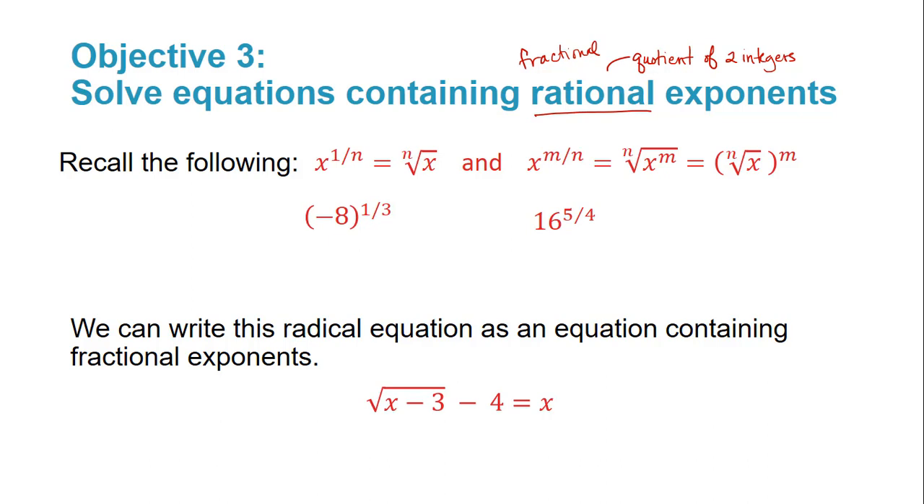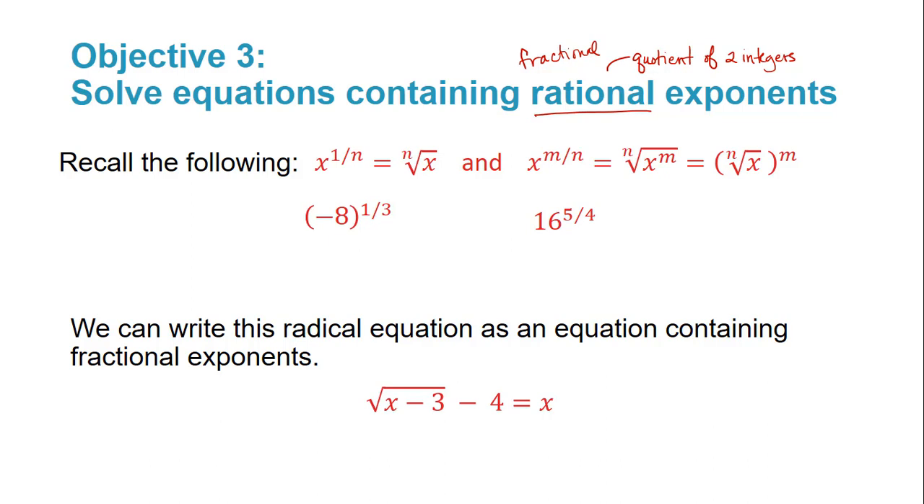It's very important to remember the definitions of a fractional exponent or a rational exponent. x to the 1 over n is the same thing as the nth root of x. And x to the m divided by n is equivalent to the nth root of x to the m, or we can also write that as the nth root of x all raised to the m. These two definitions just change when you apply the exponent of m. Do you apply it before you take the root or after you take the root? Typically, it's easier to do it after the root. So let me remind you of some examples.